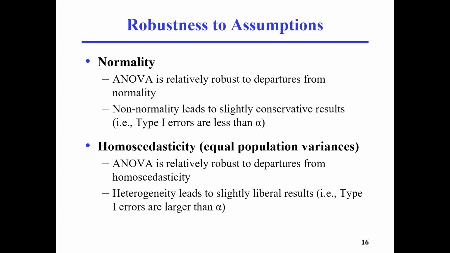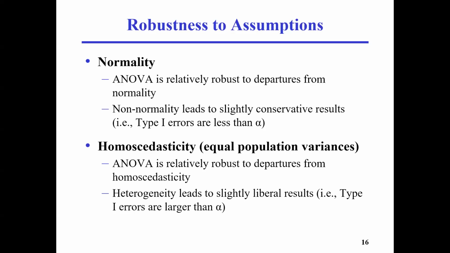So ANOVA is relatively robust, just like with normality. ANOVA is relatively robust to departures from the assumption of equal population variances. It means that it's all right if your actual population variances are not very equal to each other. ANOVA results are not very sensitive to that. And heterogeneity is the other side of homoscedasticity; homogeneity means equal population variances, and heterogeneity means not equal population variances.